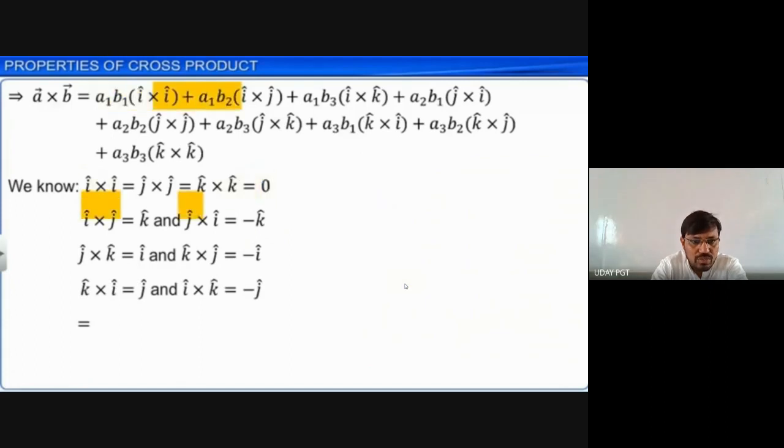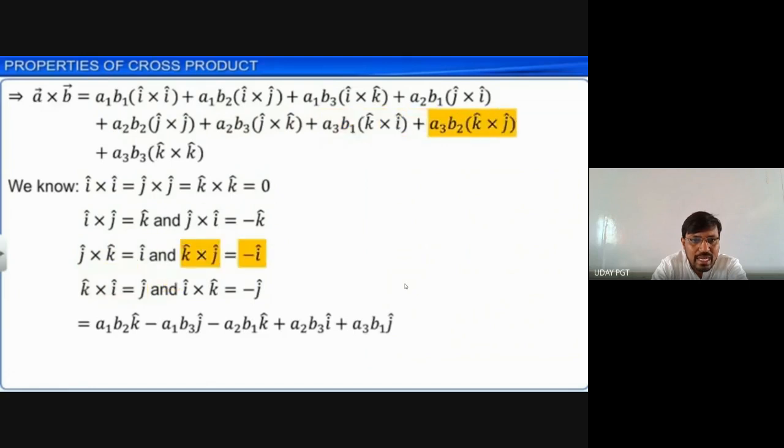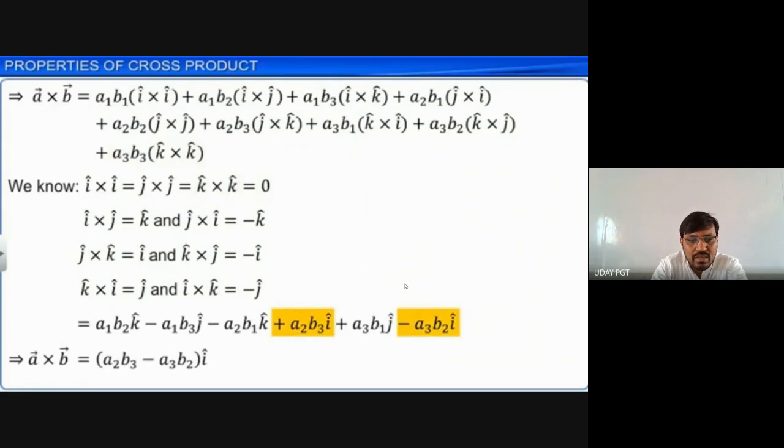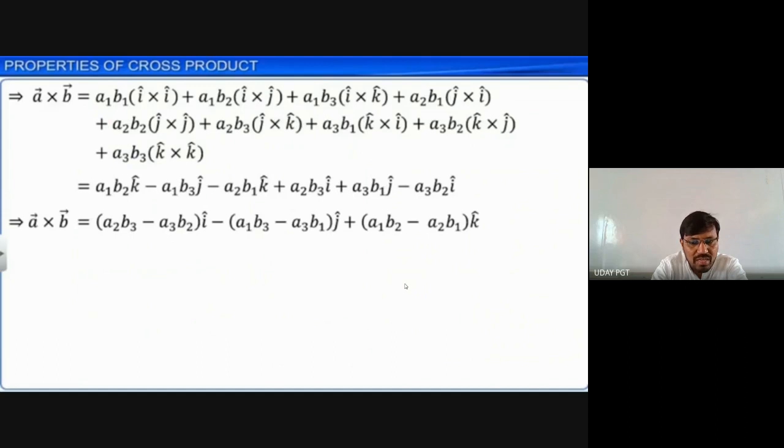All these values you need to substitute in the given expression. Whenever you are substituting, J cross I value is minus K, J cross J value is 0, J cross K value is I, K cross I value is J, K cross J value is minus I, and K cross K value is 0. When these values are substituted, we get the final result like this: A2B3 minus A3B2 into I, minus of A1B3 minus A3B1 into J, plus A1B2 minus A2B1 into K.